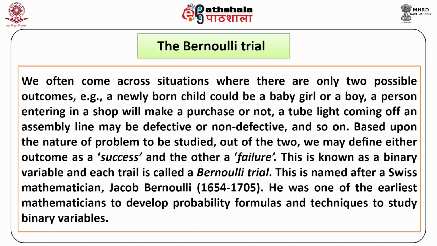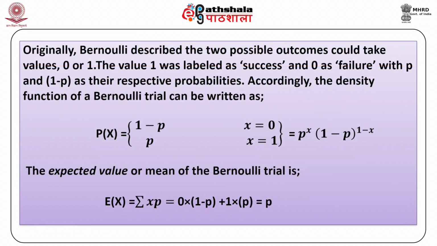This is named after a Swiss mathematician, Jacob Bernoulli, whose lifespan was from 1654 to 1705. He was one of the earliest mathematicians to develop probability formulas and techniques to study binary variables. Originally, Bernoulli described the 2 possible outcomes which could take values 0 and 1. The value 1 was labeled as success and 0 as failure, with p and 1 minus p as their respective probabilities.